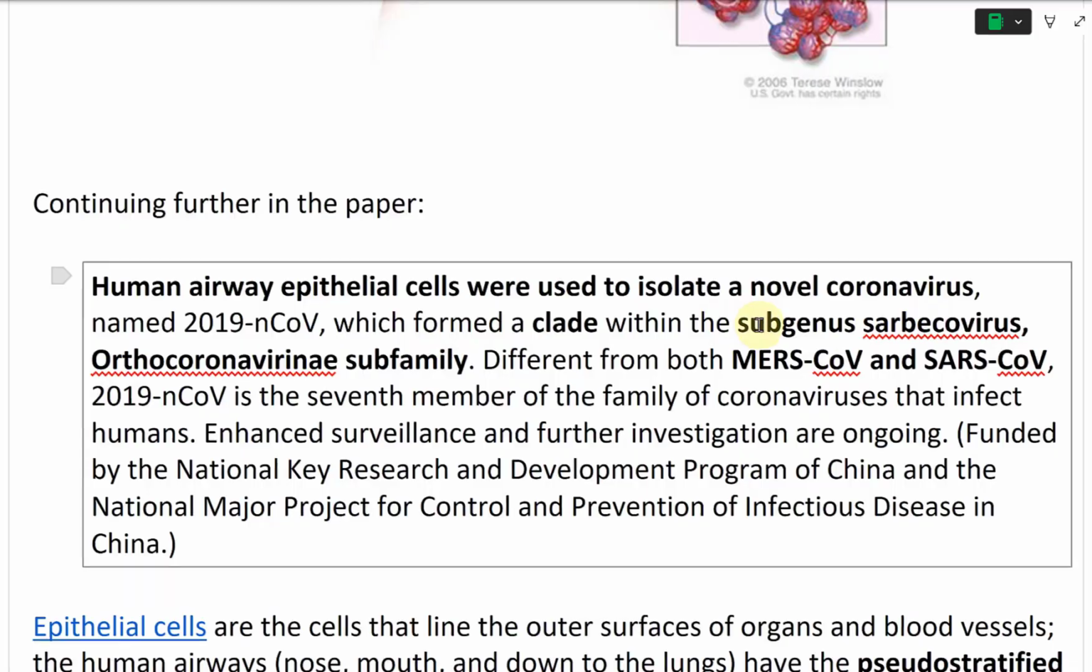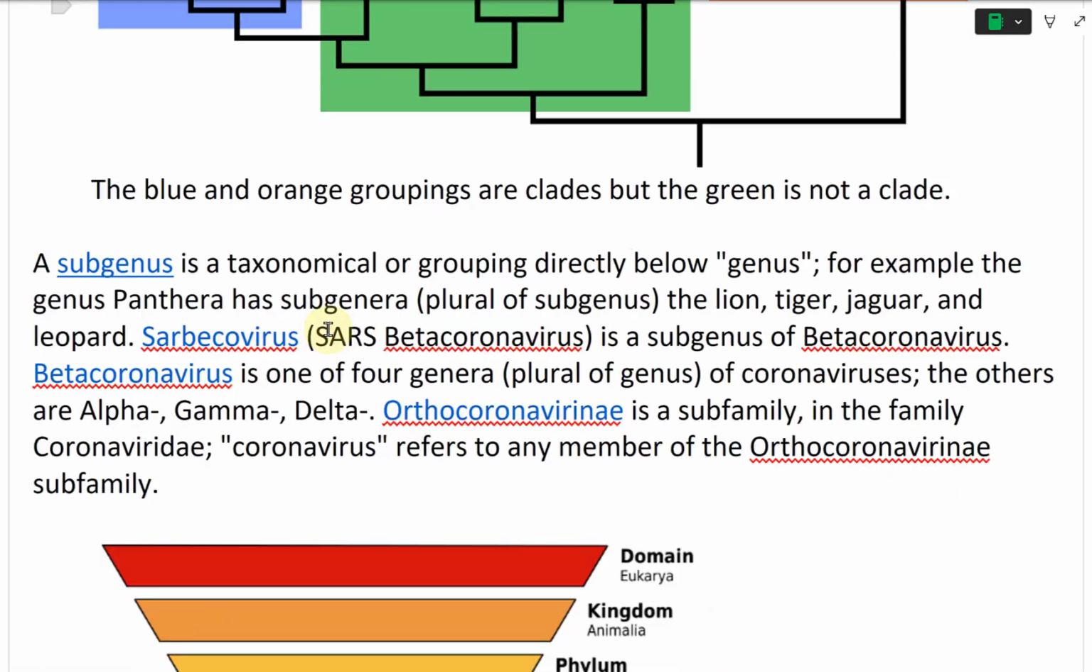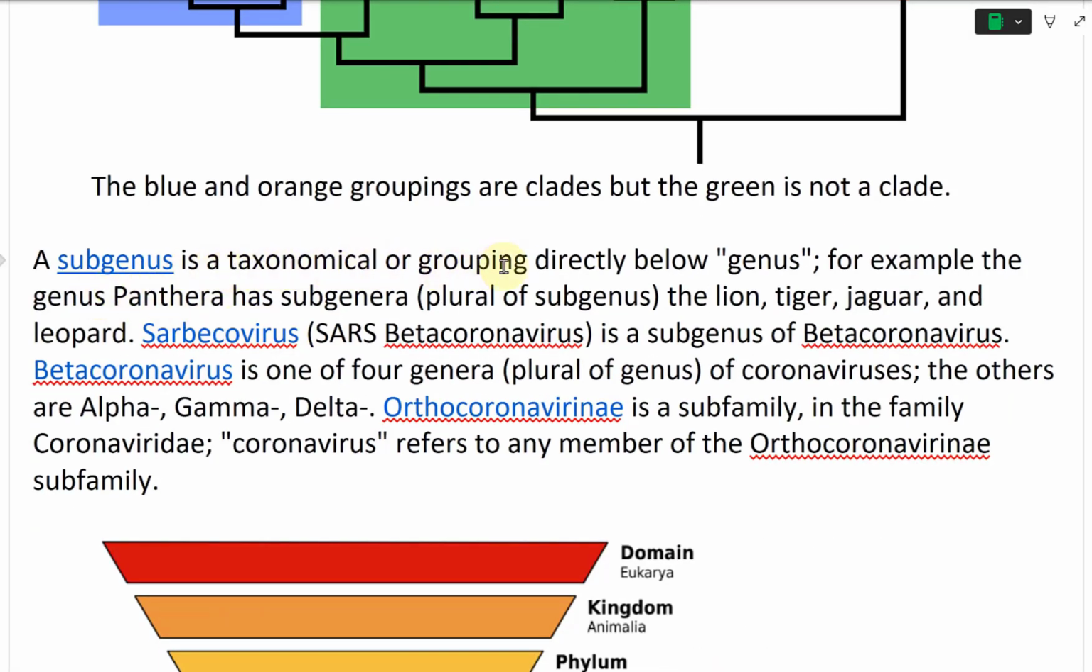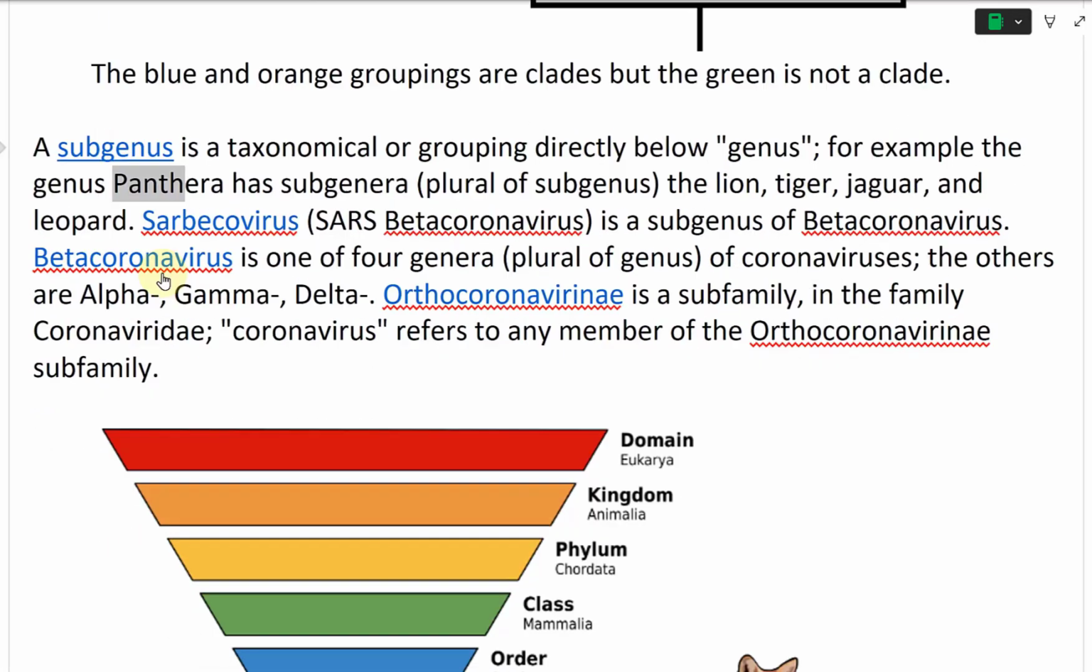subfamily and so on. So a subgenus is a taxonomical grouping directly below genus. And for example, the genus Panthera has subgenera, just the plural of subgenus: the lion, tiger, jaguar, and leopard. So yes, these are Panthera, or the Panthera genus, and these are subgenus.